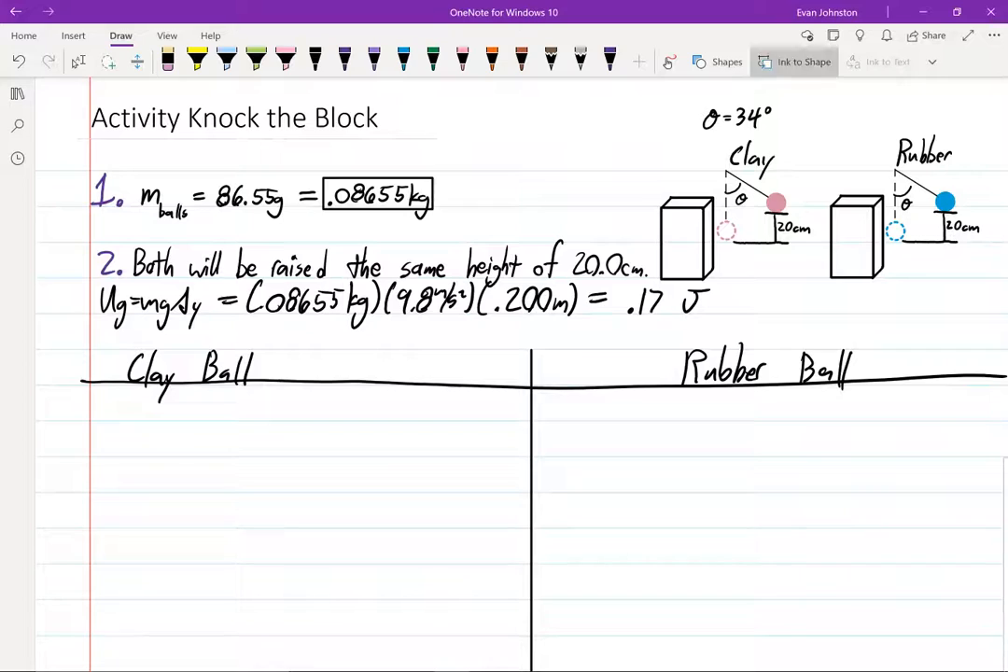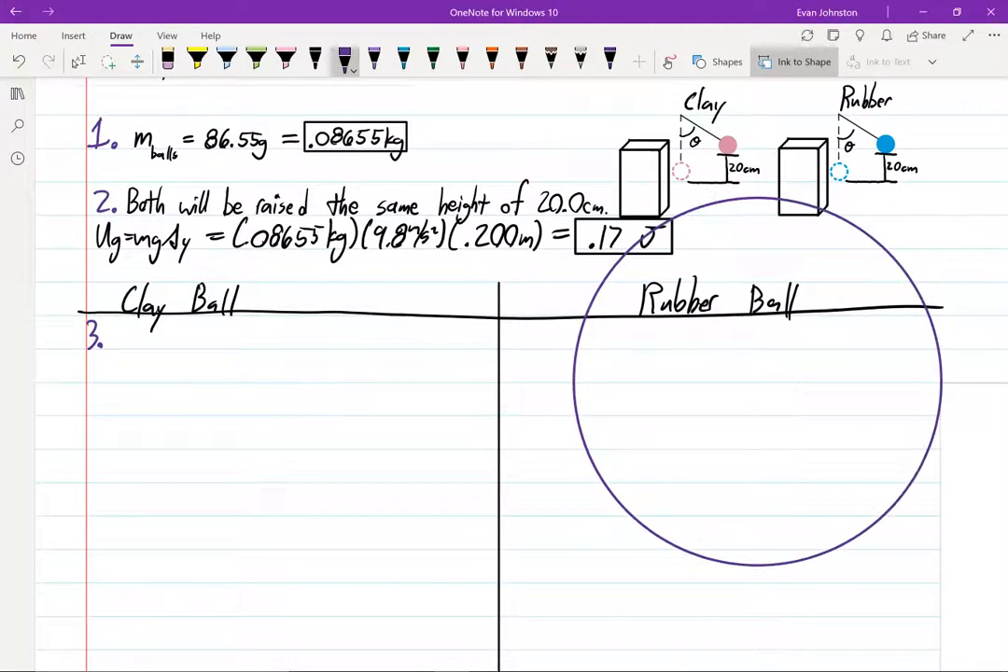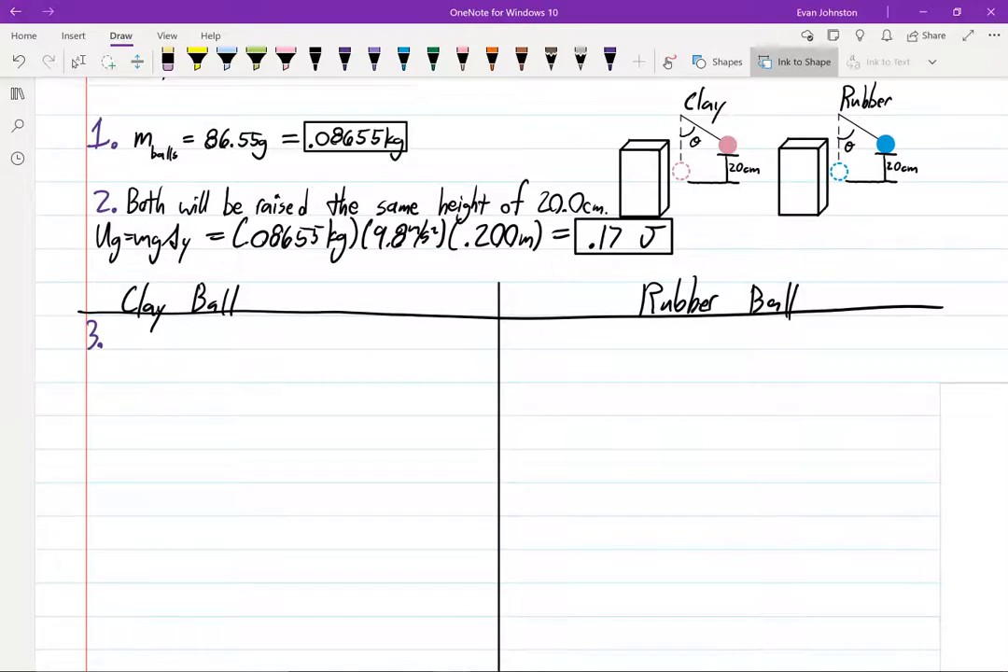All right. So now we know the potential energy. We're done with 1. We're done with 2. Now, here's where we're going to deviate. You're going to follow along with me and do 3 along with me, but you'll have to do everything for the rubber ball solo style, on your own, unless you want to phone a friend or something.